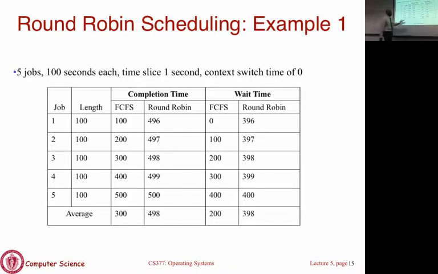There's another column here called the wait time. As I mentioned, wait time is the time you spend in the ready queue waiting for your turn to run. The question is, in FCFS, how much time did each of these processes sit in the wait queue? And in round robin, how much did they actually spend in the wait queue? The answer is already there, but let's ask, how do you actually compute that value?